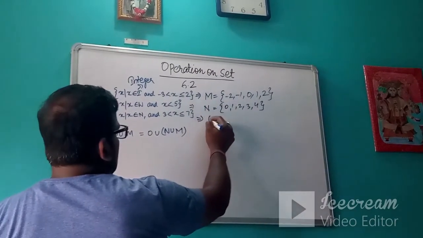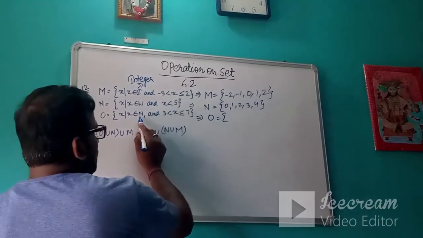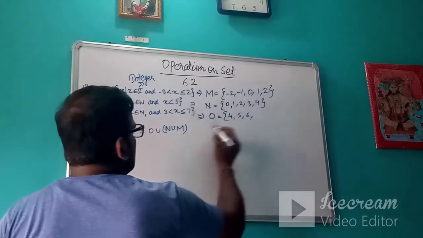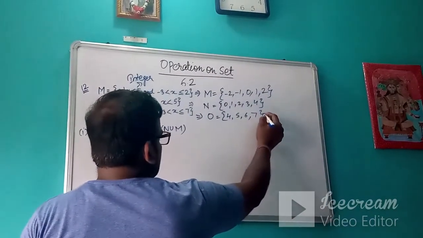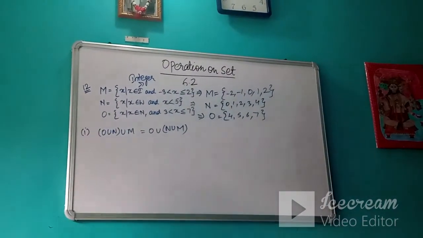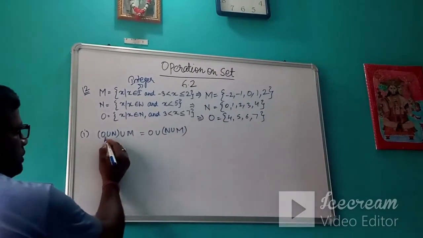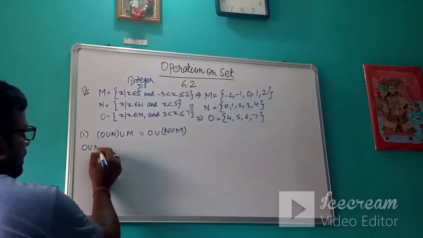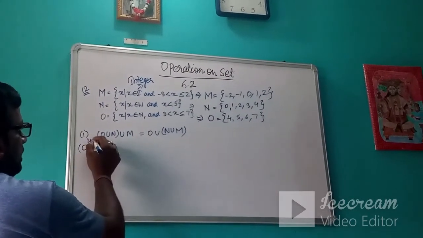Now set O. It is all the natural numbers which are greater than 3, that is 4, 5, 6, and less than or equal to 7, so 7 also will come. So now we have written all the sets in roster form. Now we will prove this. So first we will write O union N union M. First we will take the LHS.